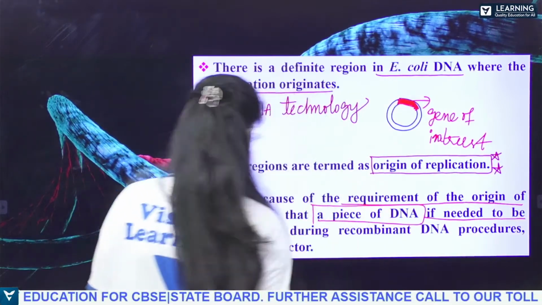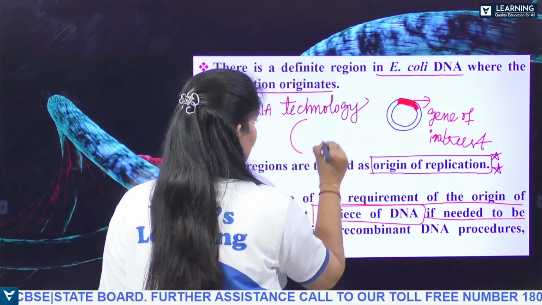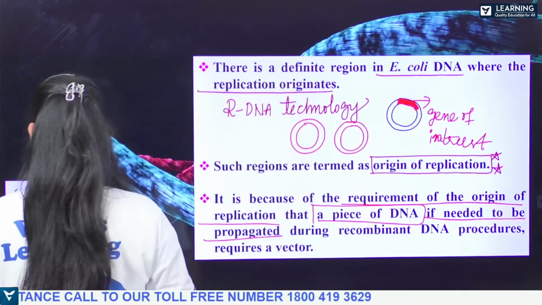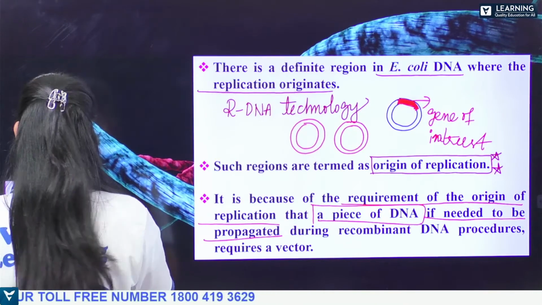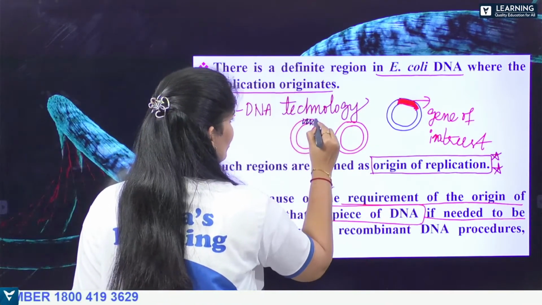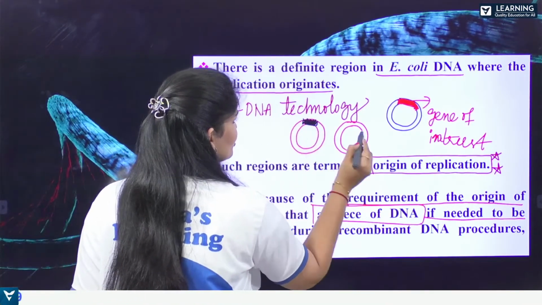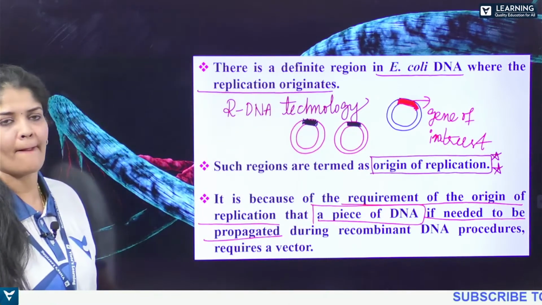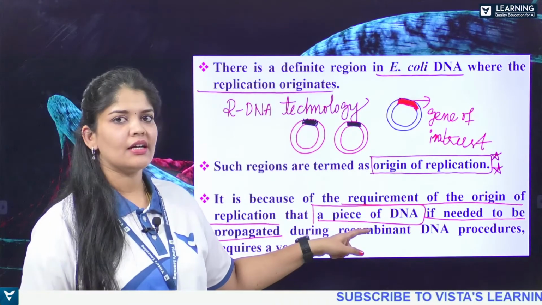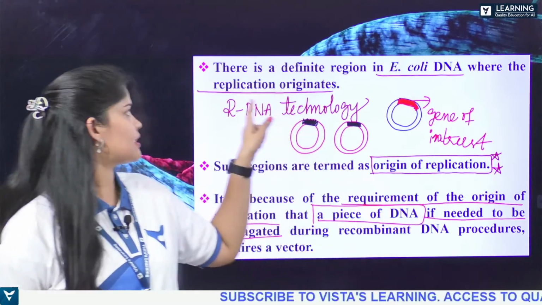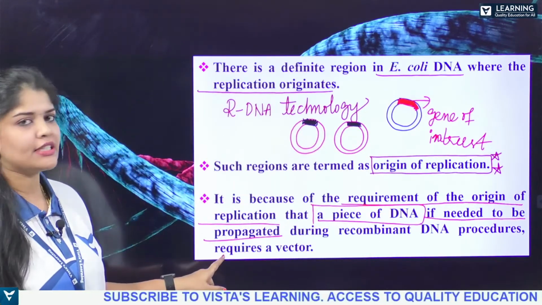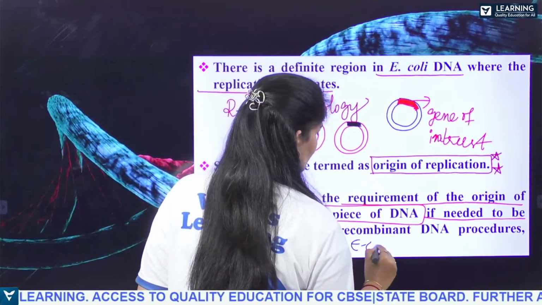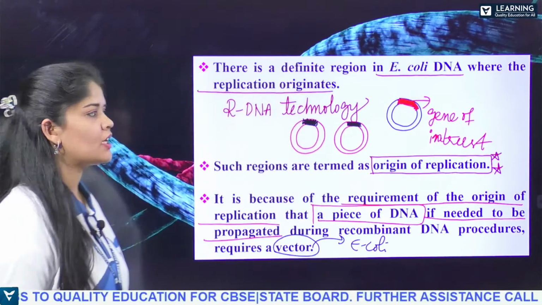if needed to be propagated, that means replication to happen, foreign DNA or alien DNA or gene of interest, during the recombinant DNA procedure, that is rDNA technology, it requires a vector, and that vector is nothing but E. coli. E. coli.